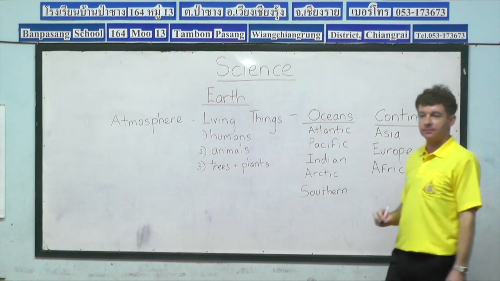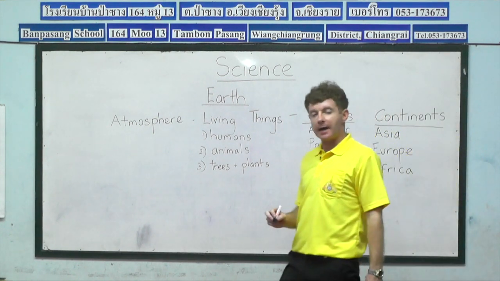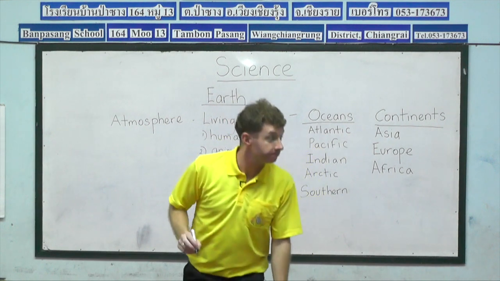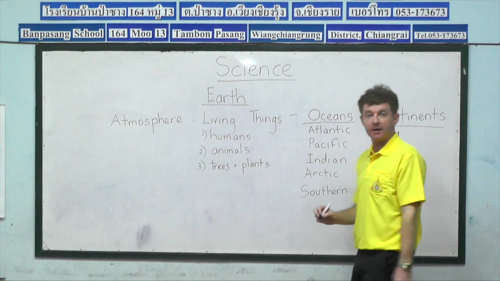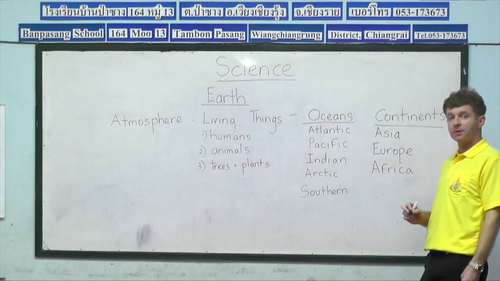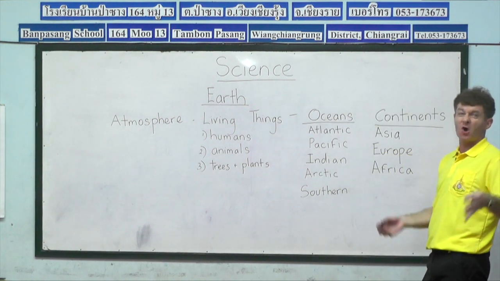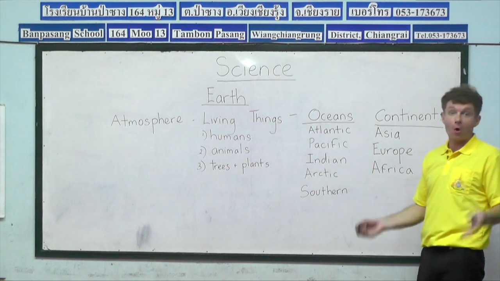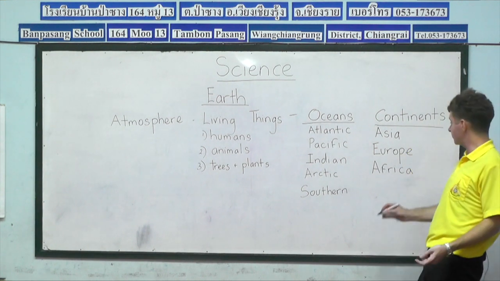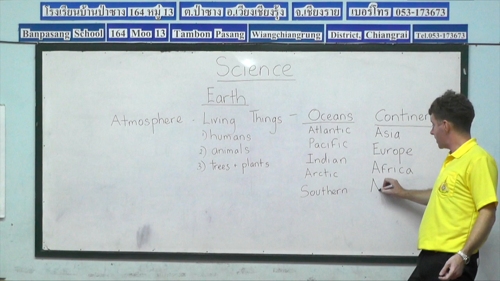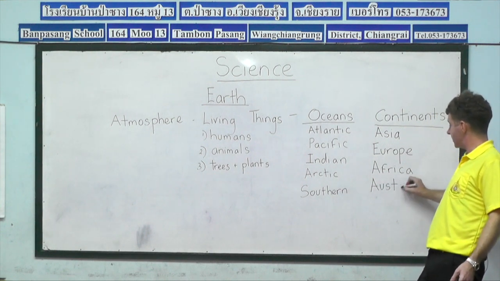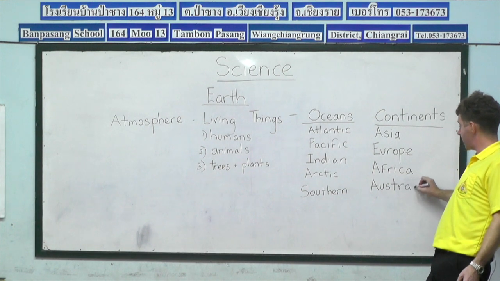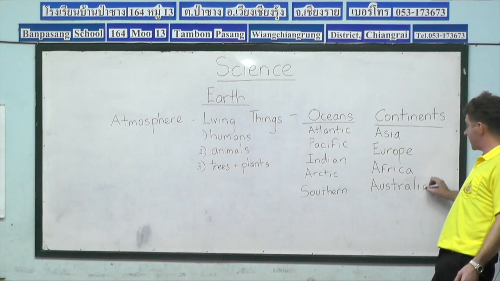And then where do kangaroos come from? Australia. Yes, Australia can be called a continent too. That also has two names, Australasia or Australia. And we'll go with Australia today. A-U-S-T-R-A-L-I-A.